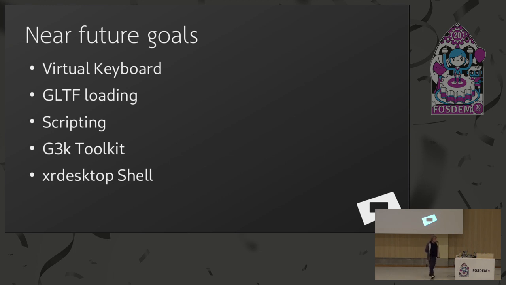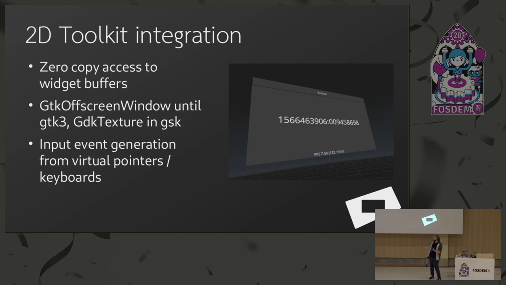And for the maybe not so near future, we want to do a 3D widget toolkit. I would call that G3K, because we have a lot of code that is related to that, but it's just not nicely in one library and it doesn't have a nice API. With that, we could do something maybe called XR Desktop Shell, where you have not only windows floating around, but maybe a full desktop experience with a clock, widgets and workspaces. So this is the future.